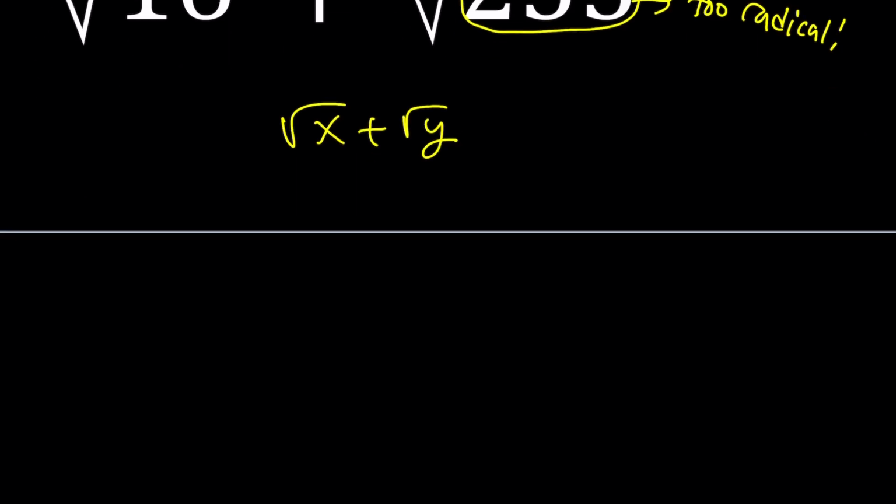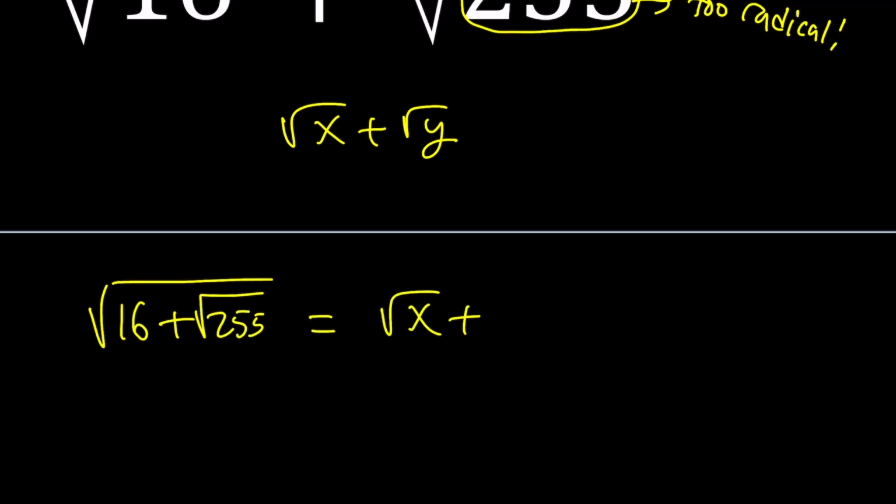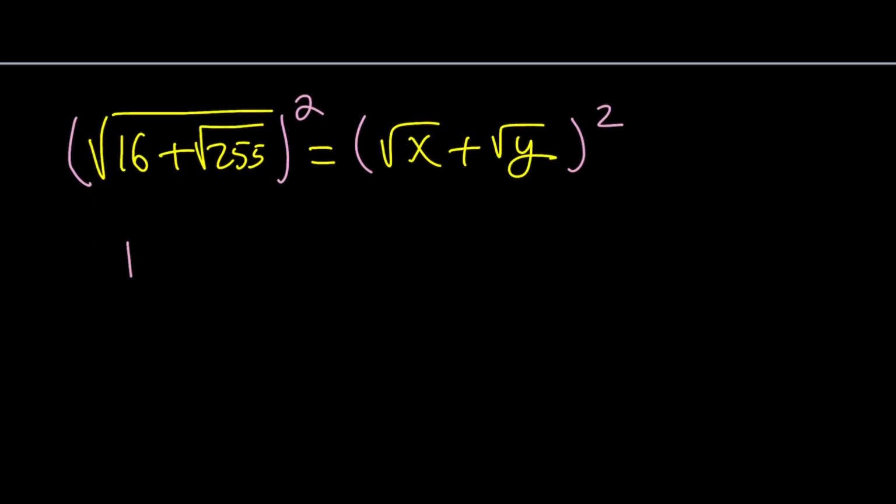There are a lot of ways to look at it, by the way, at least three, I think. We can first write it like this, and then square both sides. All right? When you do, you'll get this. Of course, this is still under the radical.